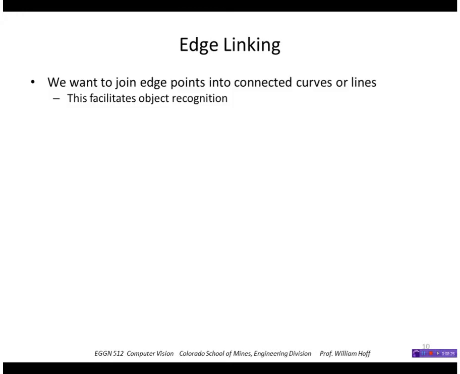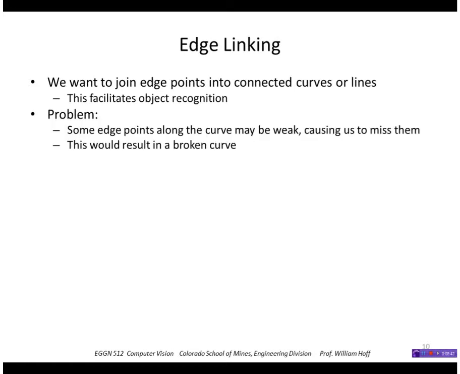So another thing we can do with detecting edge points, after we've detected edge points, is we want to link them into continuous chains or lines. And this is helpful for various things we might want to do later, such as finding objects. We want to find, for example, a long straight line that would correspond to the boundary of an object.